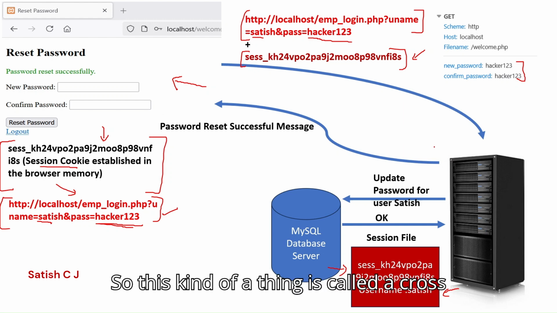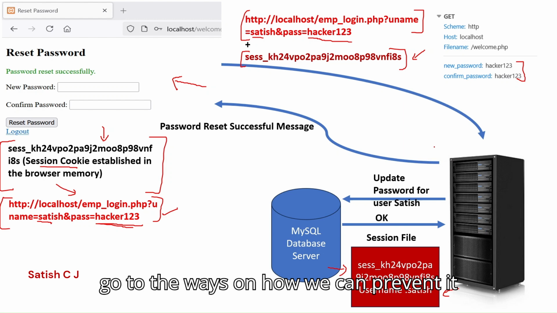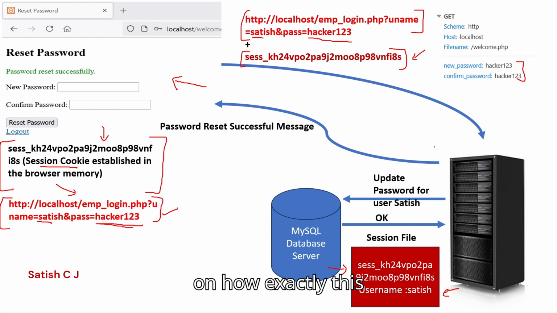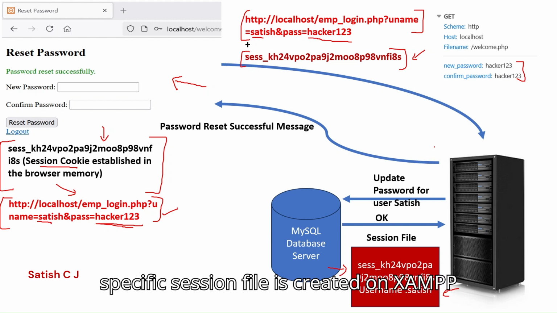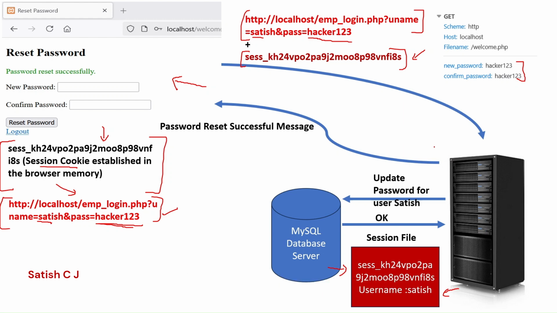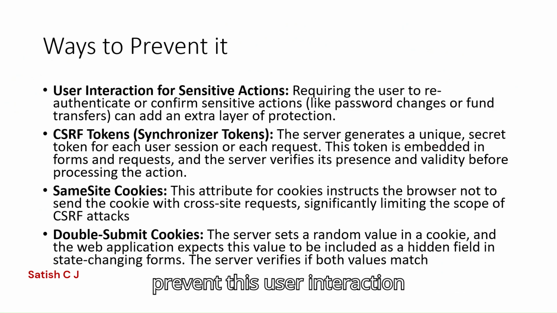So this kind of a thing is called a cross-site request forgery attack. I hope you are able to follow this. I would like to go to the ways on how we can prevent it and also show you certain demonstrations on how exactly this specific session file is created on the XAMPP server and how the session cookie is established on the browser side. So before even going into this, let's take a look at some of the ways to prevent this.